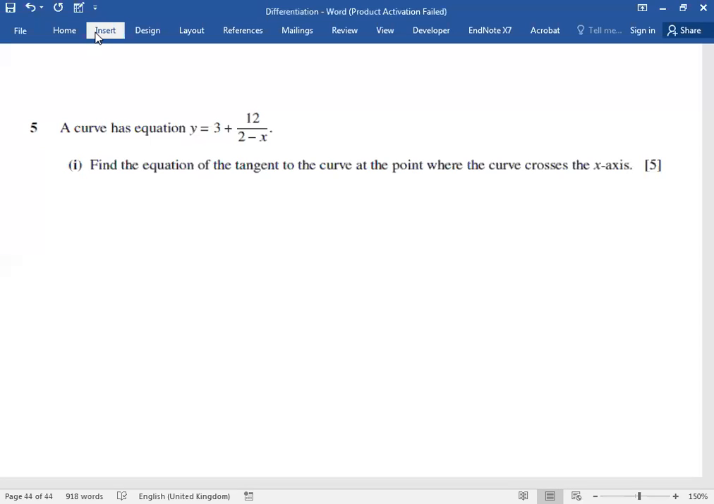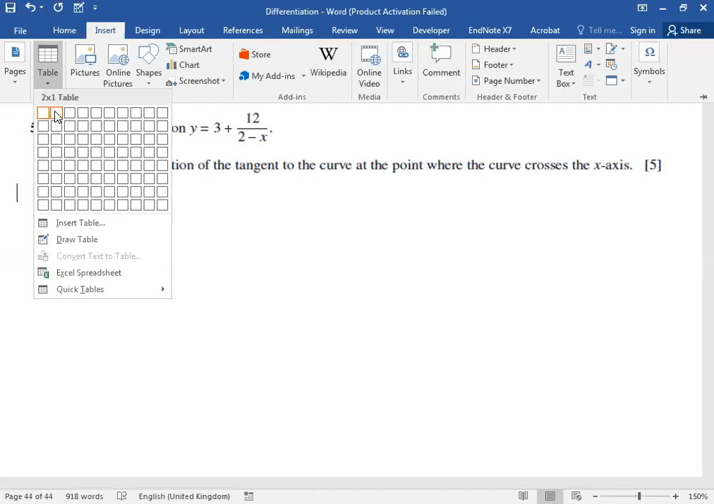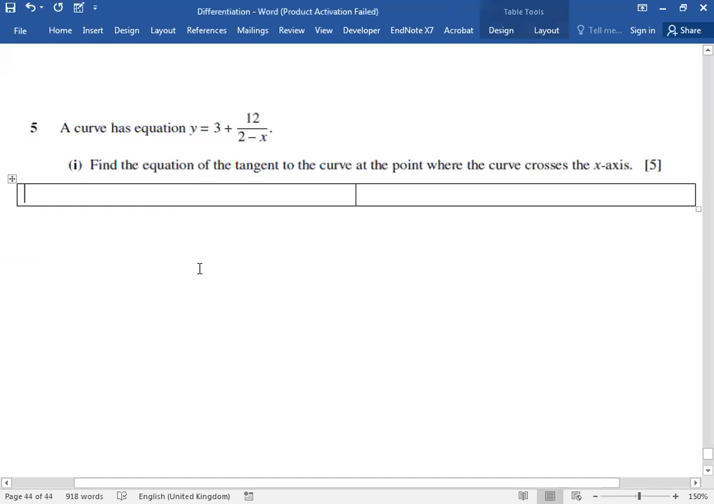In order to make the equation of any straight line, tangent is a straight line. So in order to make the equation of a straight line, we need two things. What two things do we need? Gradient and any point on the line. So how do we find the point on the line?